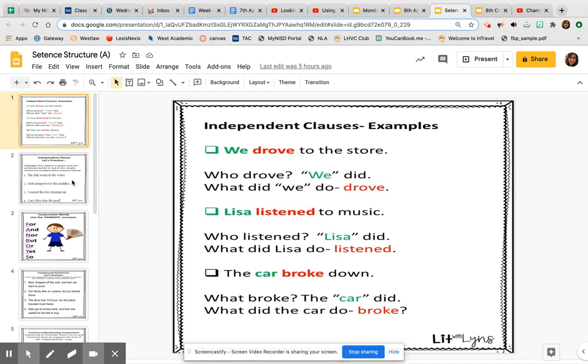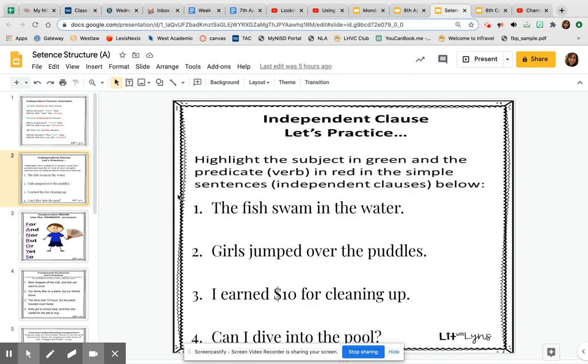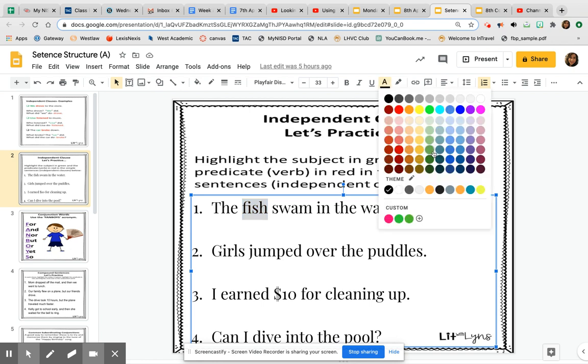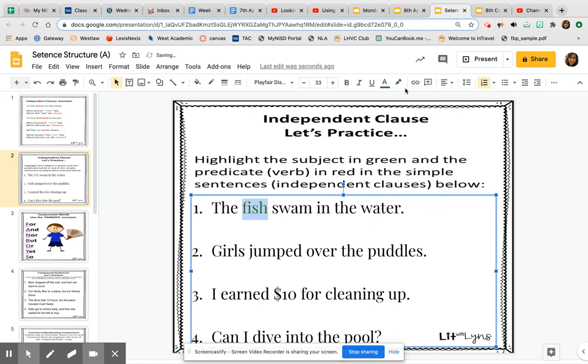Slide 2 is your actual assignment, or where it starts, I should say. So we're going to highlight the subject in green and the predicate or the verb in red in the simple sentences, which are also known as independent clauses below. So we are going to, the fish swam in the water. So who, or the subject, who are we talking about? We're talking about the fish. So we're going to highlight the fish in green.